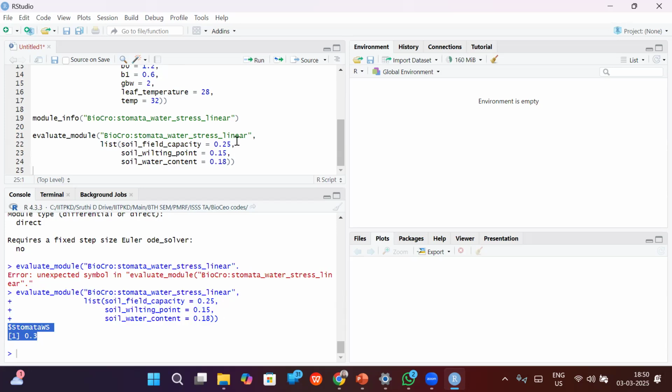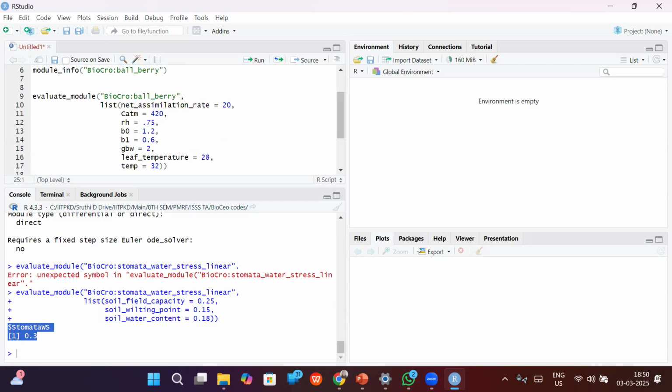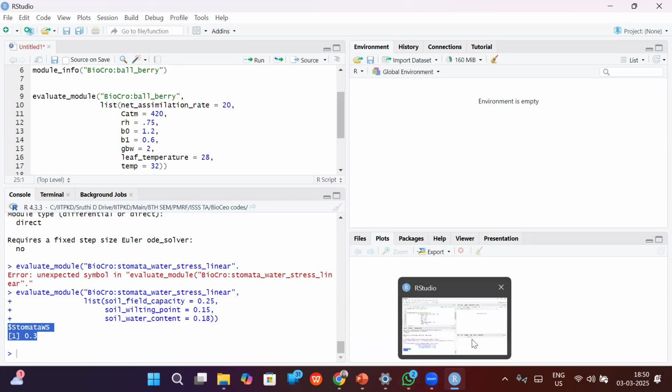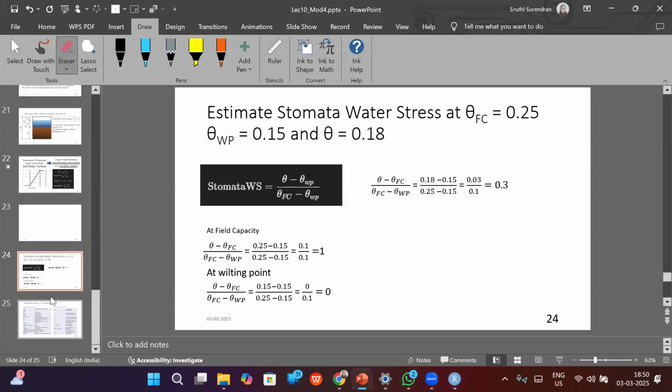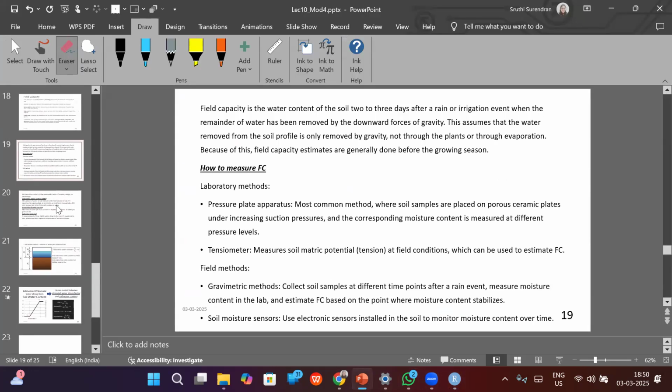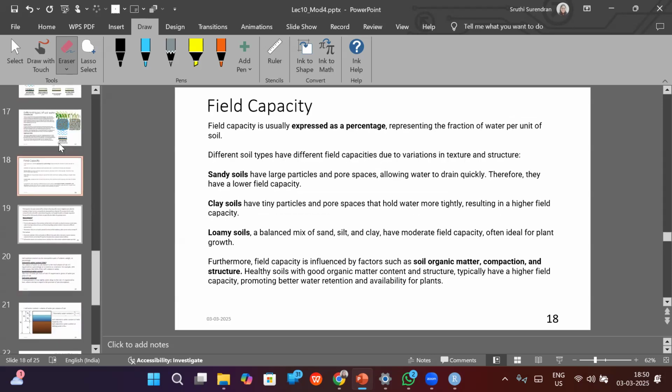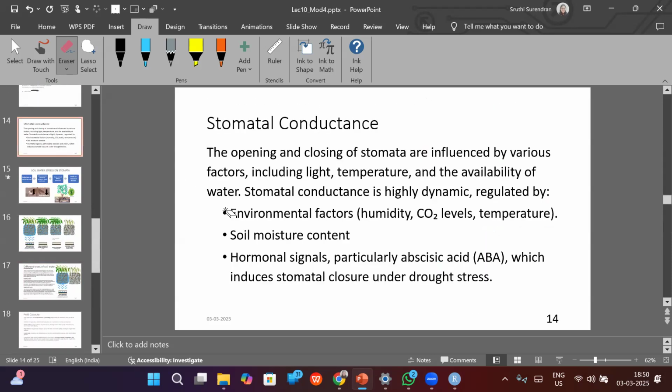So basically this module is nothing but a linear model to estimate the stomata water stress by finding the slope and intercept. As simple as this is what the module is about. Now, since we know the theory behind it, we can create a module like this in Excel or using any programming language and estimate the stomata water stress. So now we looked at two factors that are impacting the stomatal conductance. One is the environmental factors, and the other is the soil moisture content.